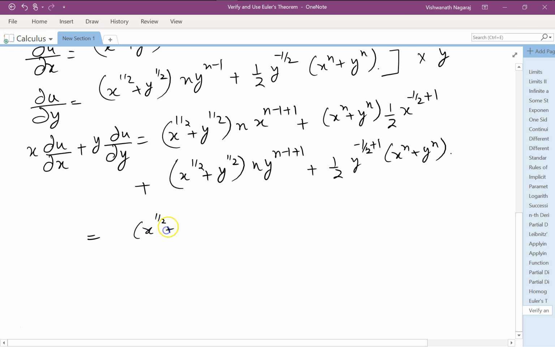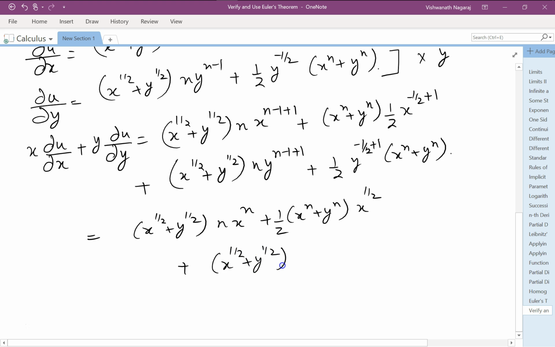So x to the power of half plus y to the power of half times n x to the power of n, plus x to the power of n plus y to the power of n times half x to the power of half, plus x to the power of half plus y to the power of half times n y to the power of n, plus half y to the power of half times x to the power of n plus y to the power of n.